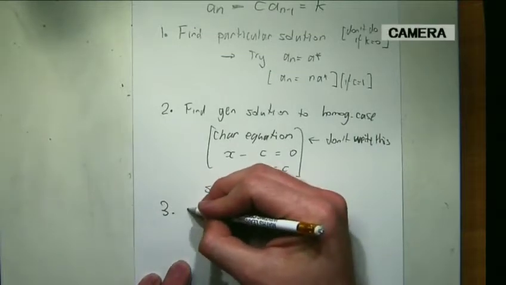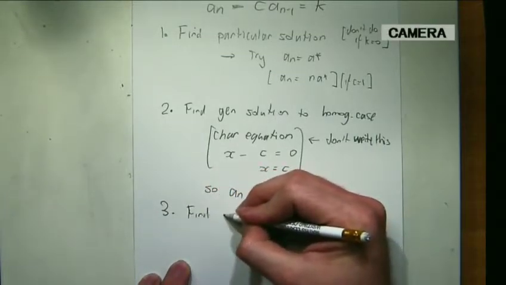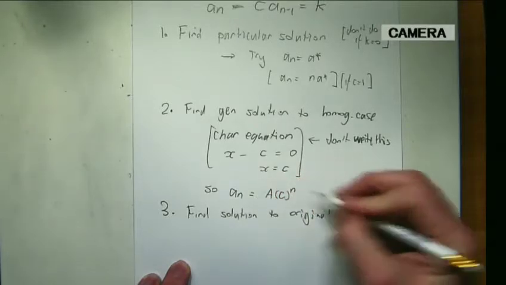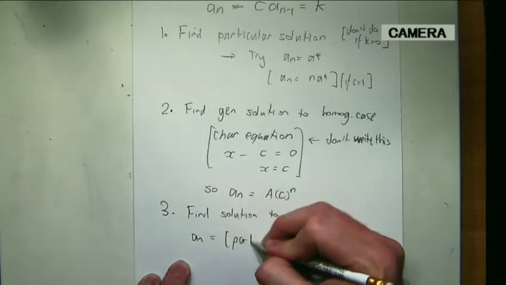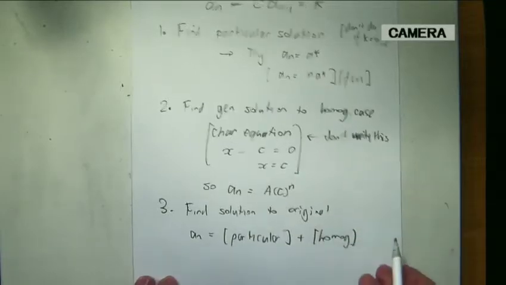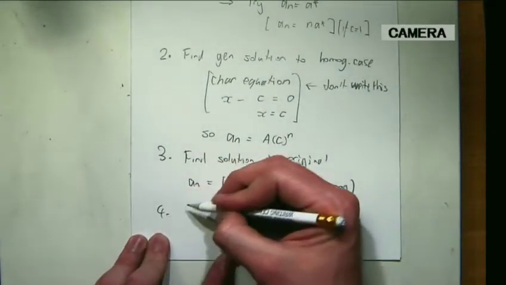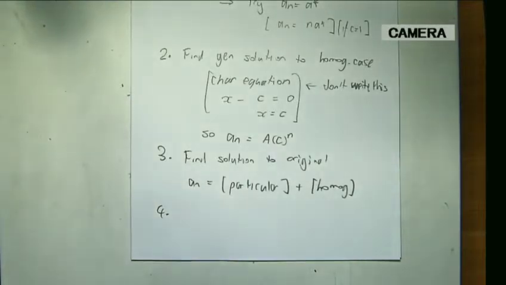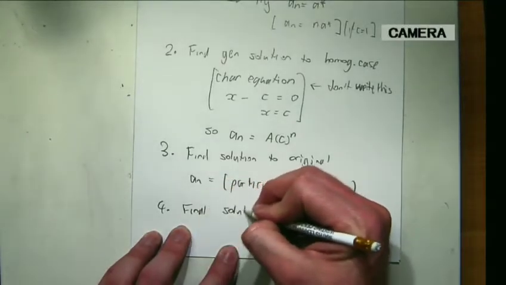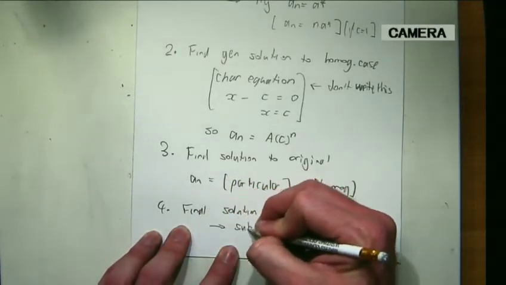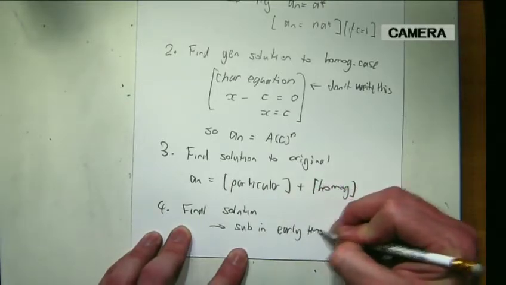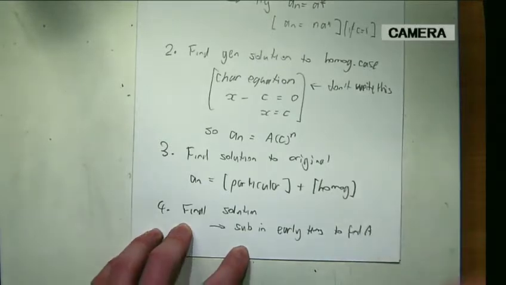And step 3: find the solution to the original. And so you'll get a_n is the particular plus the homogeneous. And then step 4 is, what did I call it when I did the working out? The final solution. Which meant that you had to sub in the early terms to find a.